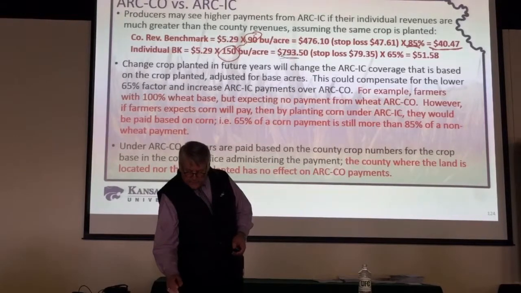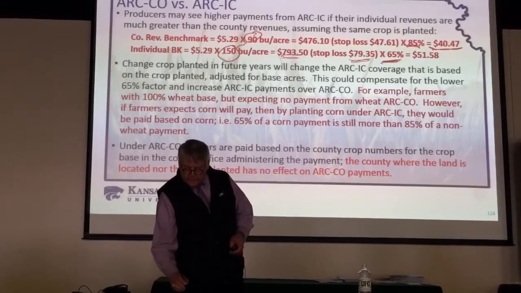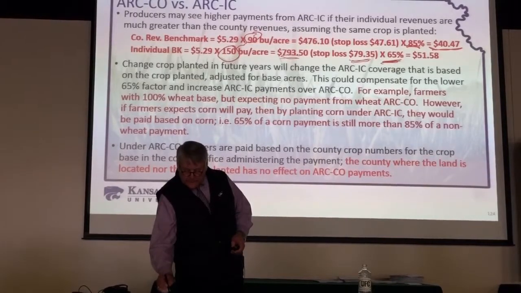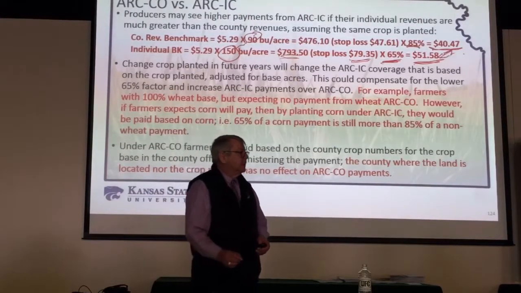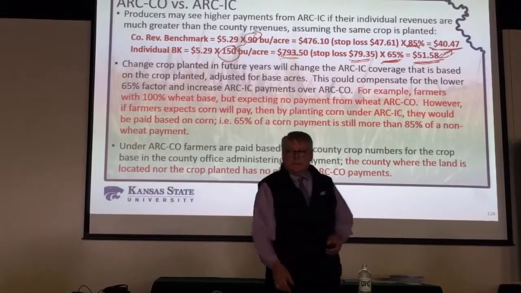I did exactly the same thing on the individual. The gross revenue, much higher, of course. 10% stop loss puts it at $79.35, but when you adjust it down to the acres that don't get payments on a base, because you take the 65% number, that drops down the average payment rate to 51.58. That puts it much closer to this number here. So, you know, that's $9.